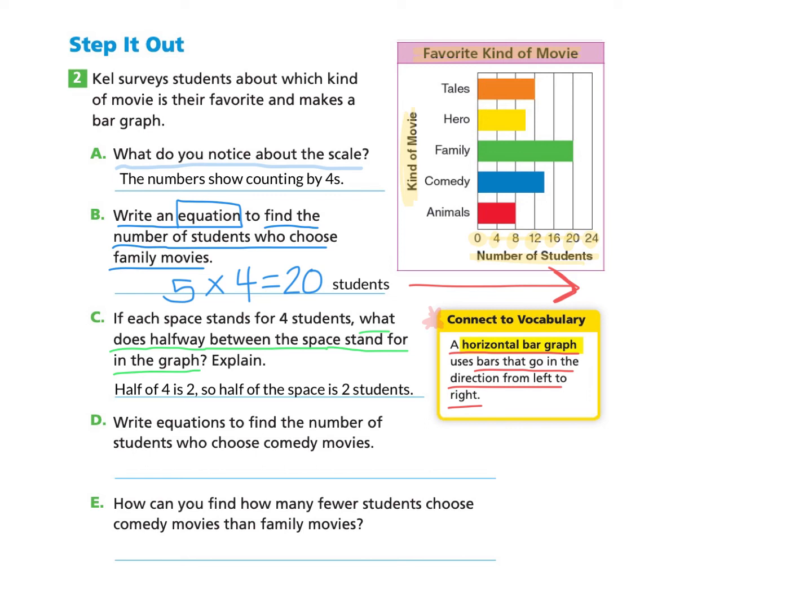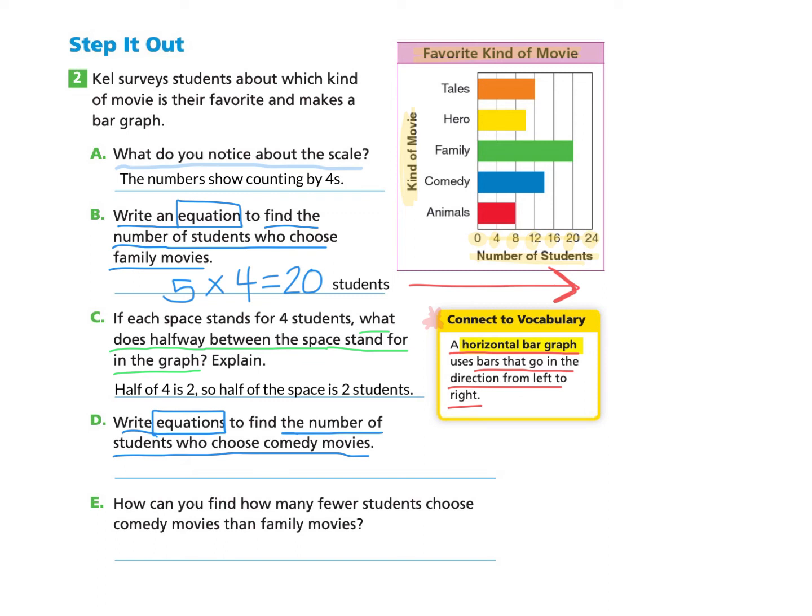Part D asks us to write equations to find the number of students who chose comedy movies. Maybe you would like to pause and try this part on your own and come back, or just follow along with me. We're going to look at comedy movies here, and we see that it goes 1 scale of 4, 2 scales of 4, 3 scales of 4, but then it doesn't make it to the next scale of 4, which would end at 16. It stops right in the middle, which would be half.